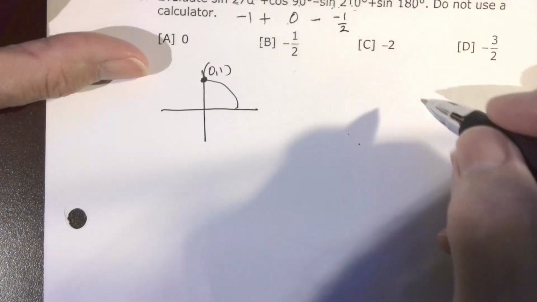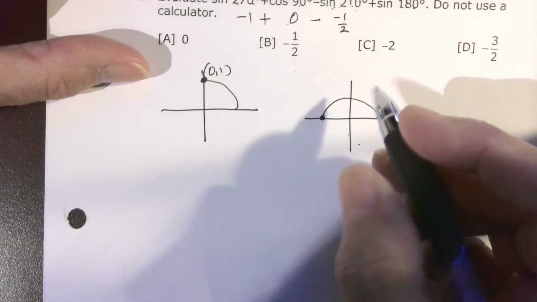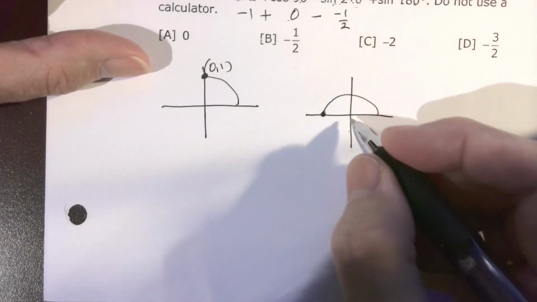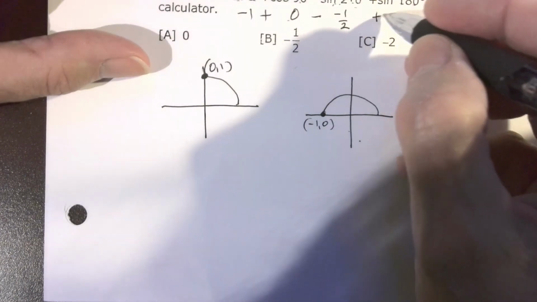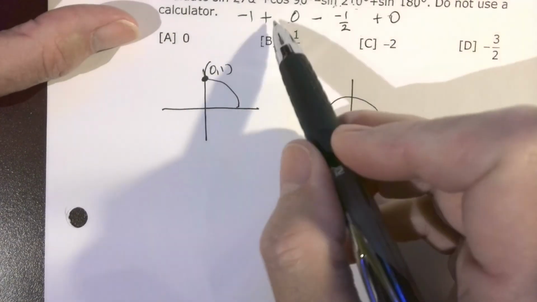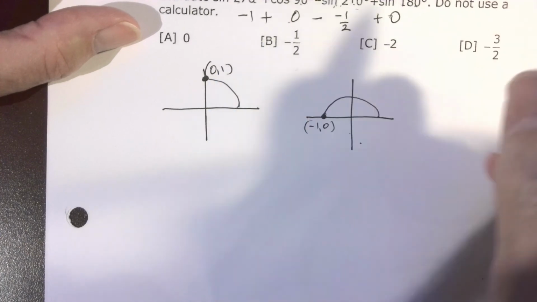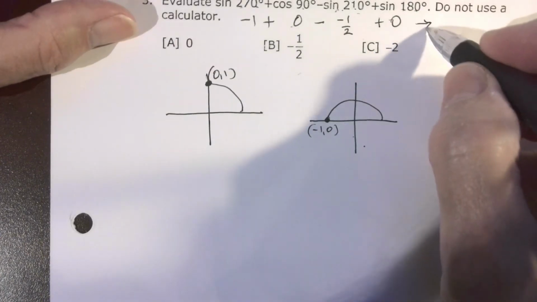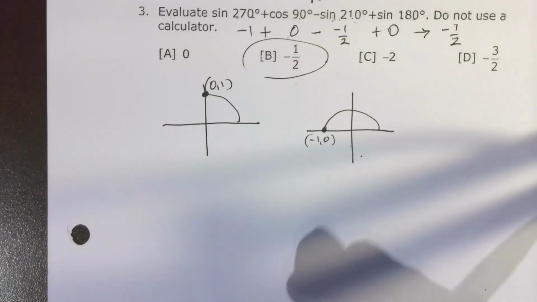And then at 180, we need to draw one of those. So that's to here. And that's the coordinate of that point on the unit circle. So that's negative 1, 0. And sine is going to be the 0. So we've got negative 1 minus a negative 1/2. So that's negative 1 plus 1/2. So you're going to get negative 1/2. So of course that's B. I hope that's helpful.